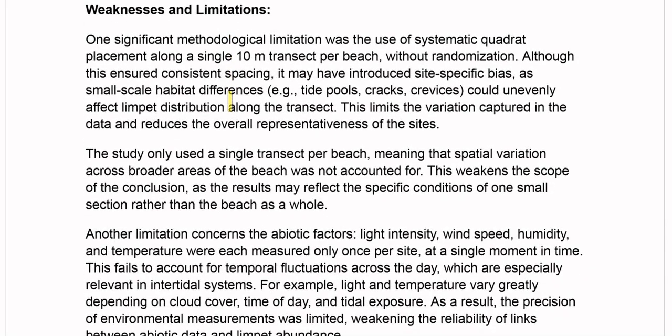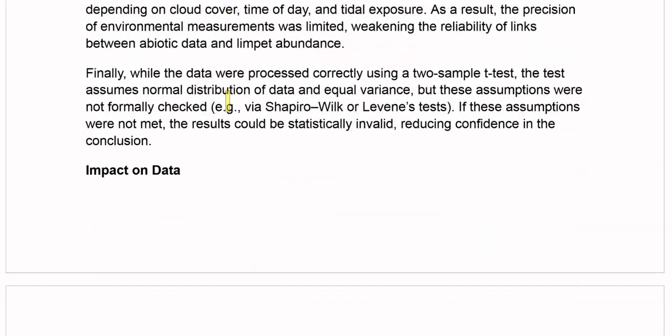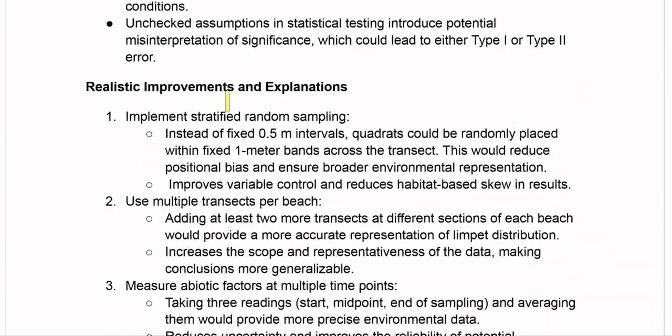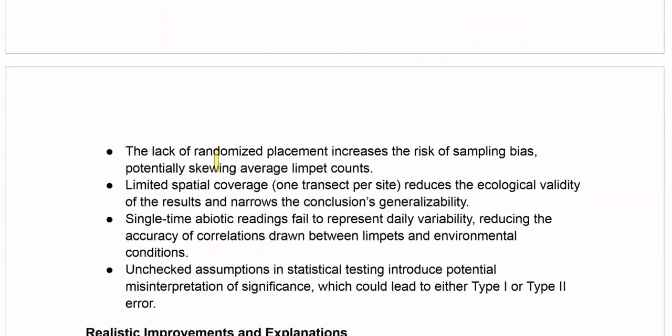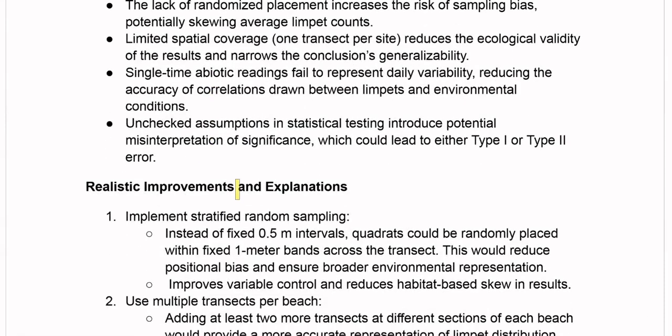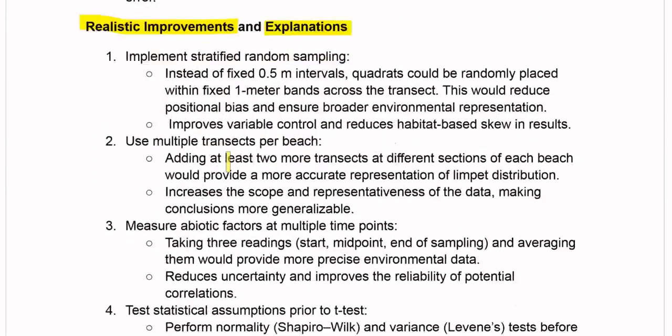I like the information in your weaknesses and limitations. However, I really feel like you could make this into a 3-column table. First column, weakness or limitation. Second column, realistic improvement. And third column, explanation. So again, the information you have here can be organized in a better way.